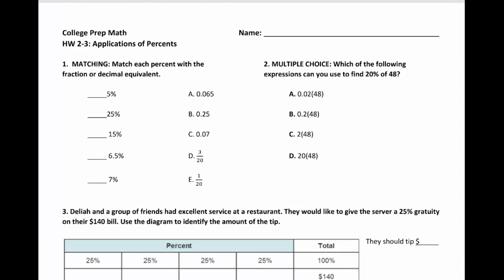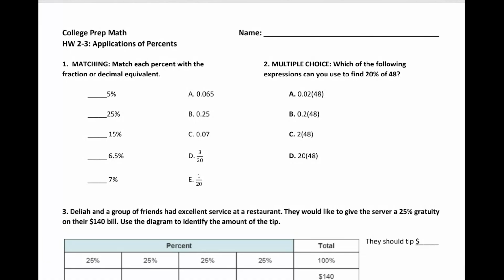Number 1 says, match each percent with the fraction or decimal equivalent. This is a little bit of review from our 2-1 lesson where we learned how to convert between decimals, percents, and fractions. So hopefully by now you can match these up without too much trouble.